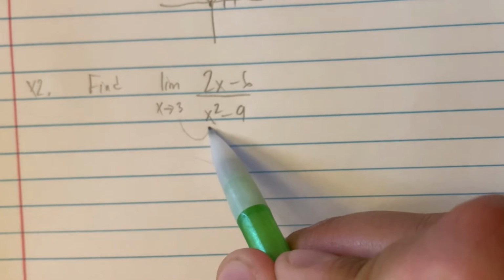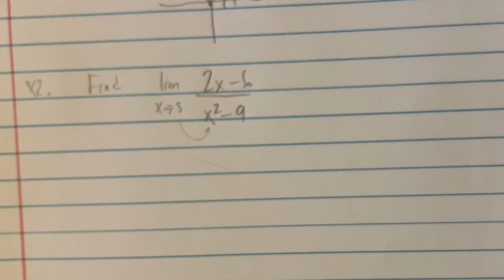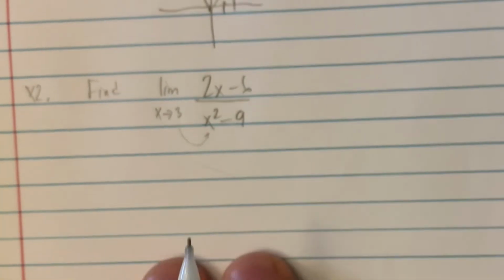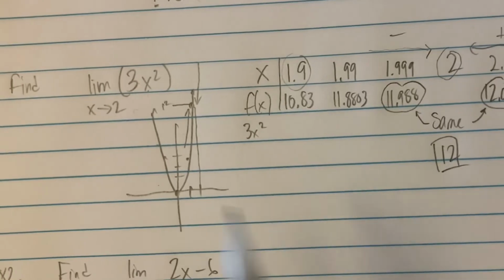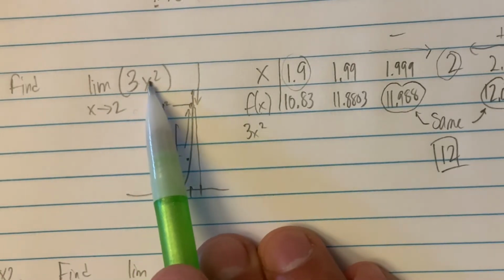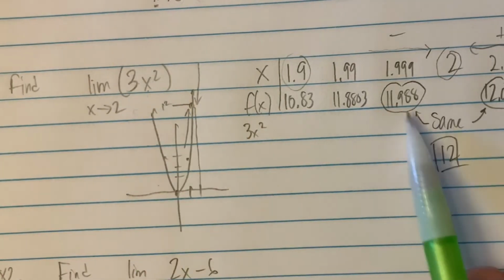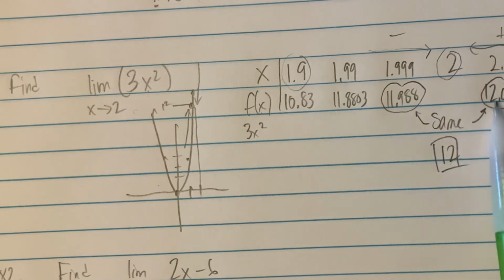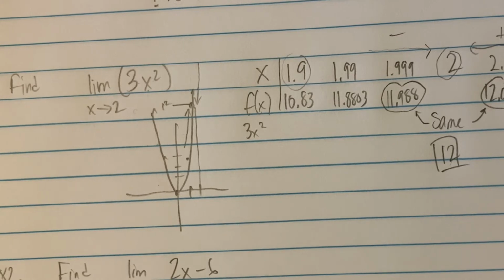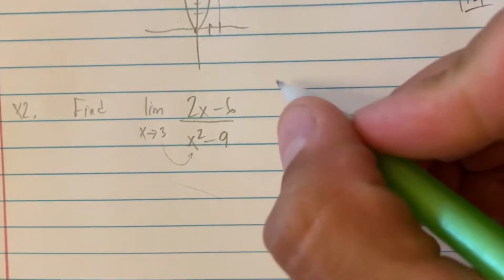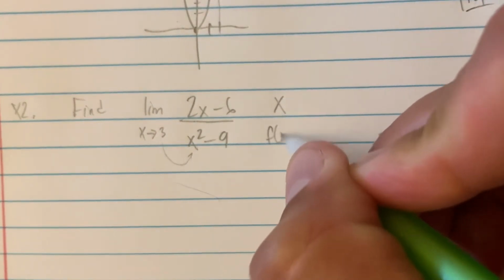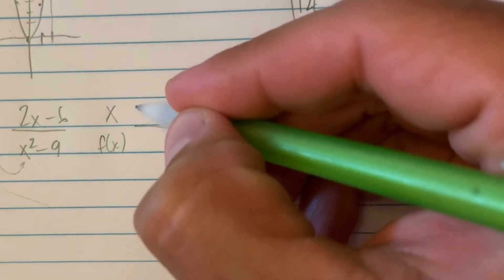Now I want you to notice that if I were to take the 3 and plug it in here, that number would be undefined. Like I did in the first example, where I could think about it: if I take the 2 and plug it in, I know that number is going to be equal to 12, and you can see that it does, from both sides of the table, approach 12. Well, if I take the 3 and plug it into this function, that's not going to work for me. So we have to choose numbers in our table to see what this is going to look like.